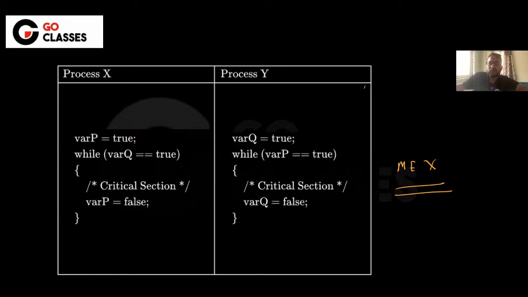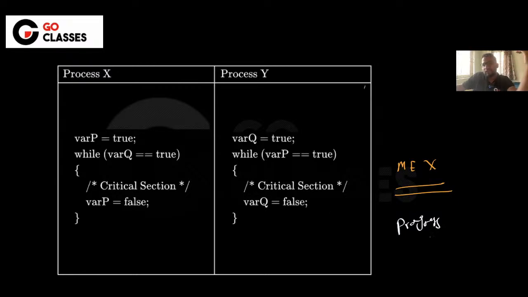So for the progress, what you need to do? You check if both processes want to enter. Can both enter at the same time? If both processes want to enter, then yes, both can enter. So for the progress, we check two things. If both processes want to enter, can both enter?